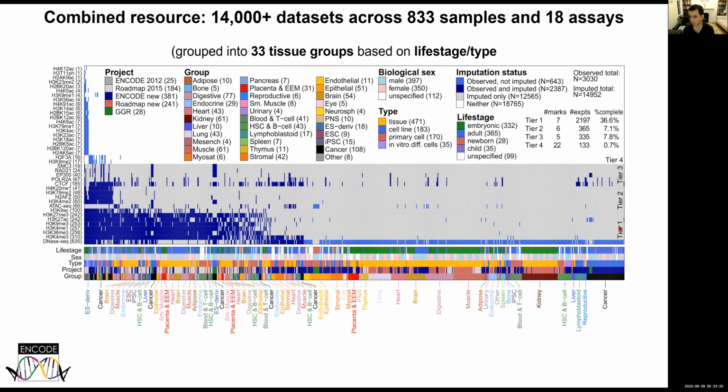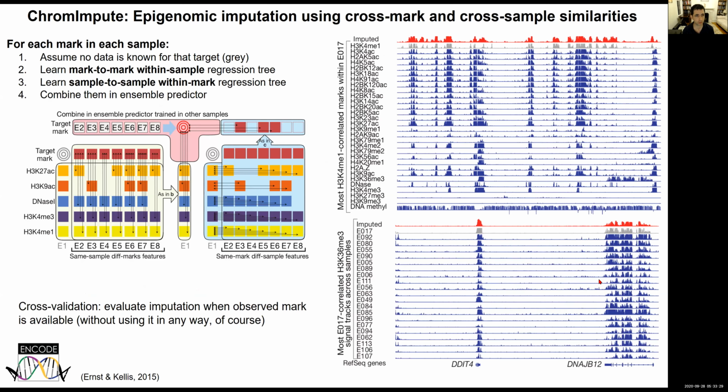So we've separated those into tier 1, tier 2, tier 3, tier 4, based on the density of coverage from observed data. And here's all of the samples laid out end to end.